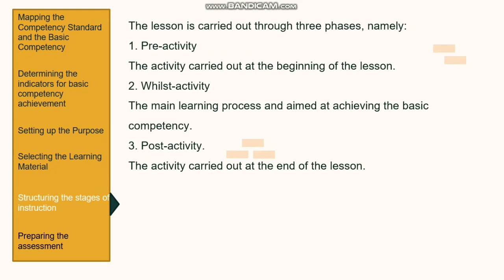The next is structuring the stages of instruction. The lesson is carried out through 3 phases, namely, number 1 is pre-activity. Pre-activity is the activity carried out at the beginning of the lesson. This activity aims to make students more active in participating in learning activities. Number 2 is whilst-activity, the main learning process aimed at achieving the basic competency.